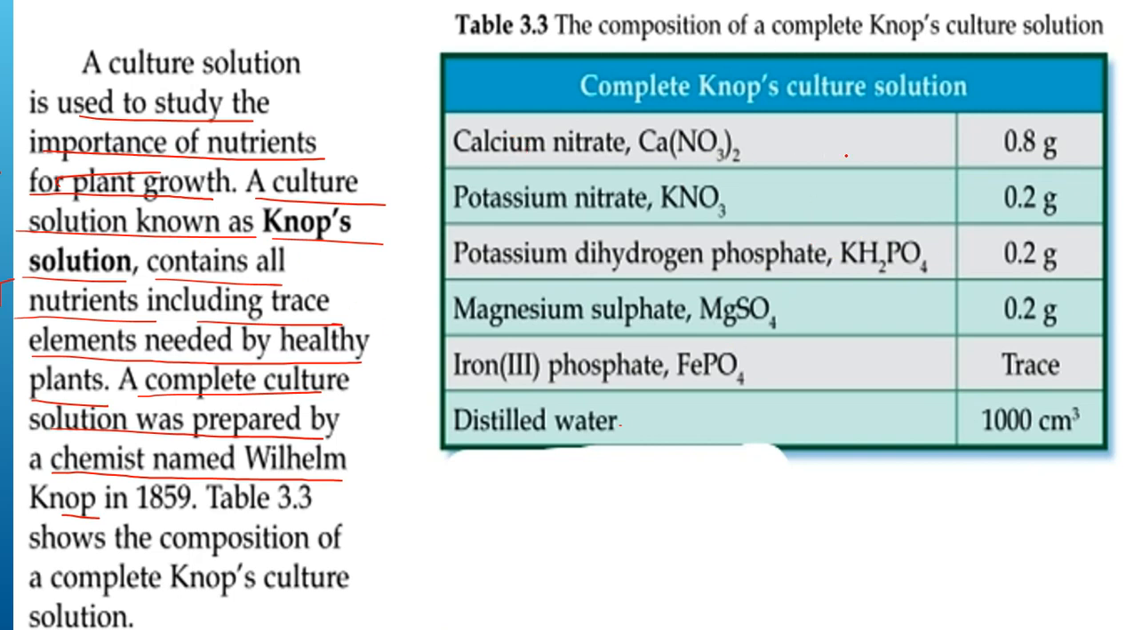So calcium nitrate 0.8 gram, potassium nitrate 0.2 gram, potassium dihydrogen phosphate 0.2, magnesium sulfate 0.2, iron(III) phosphate trace, and distilled water is 1000 ml, 1000 cubic centimeter. So ini adalah kandungan dalam Knop's solution yang diperlukan untuk healthy plants lah.